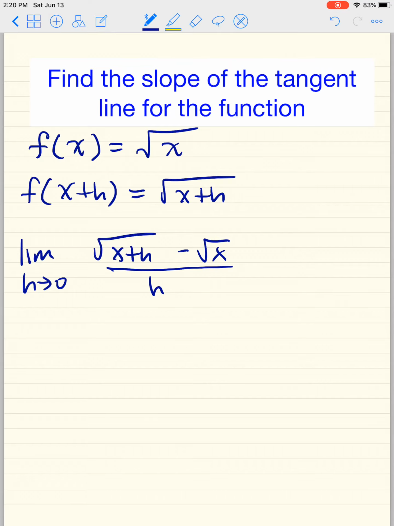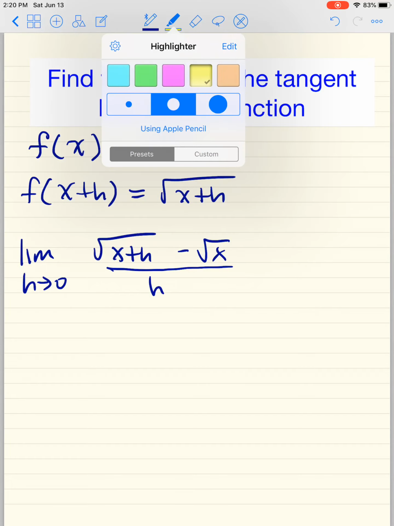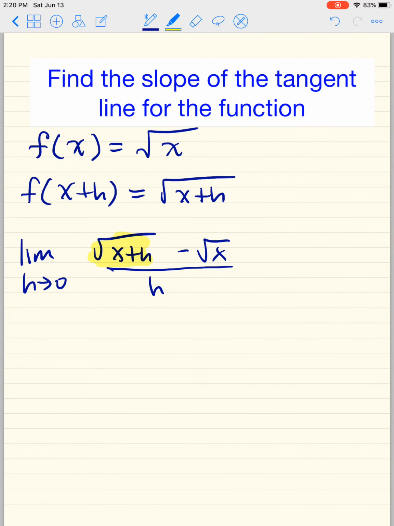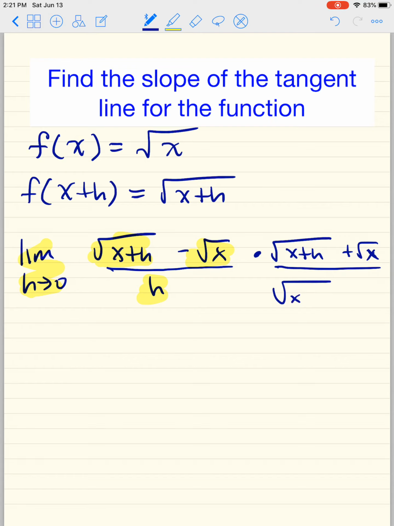Okay, so this is f of x. This is f of x plus h. This is f of x. So f of x plus h minus f of x all over h, the limit as h approaches 0. If you try a direct substitution for h to be 0, you're going to get 0 over 0. So when we get 0 over 0, we have to rationalize, in this case, the numerator. So I'm going to multiply by radical x plus h plus radical x over radical x plus h plus radical x.